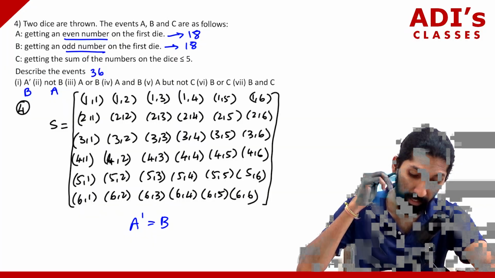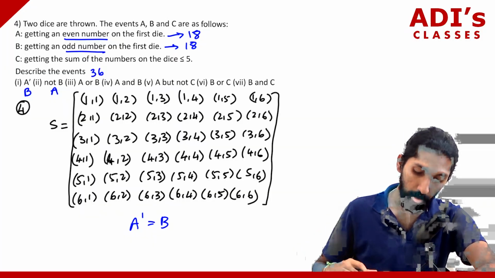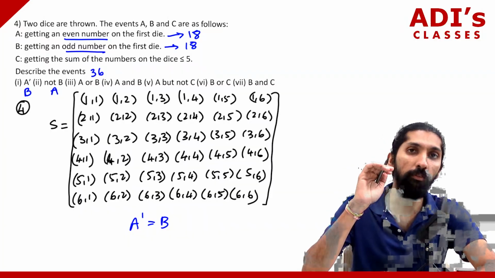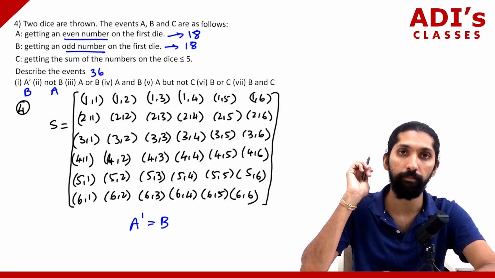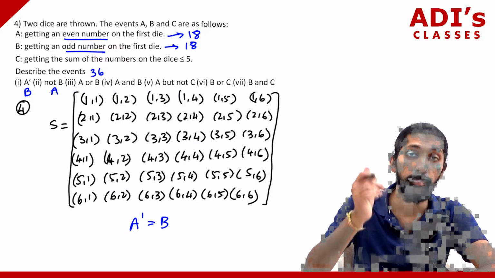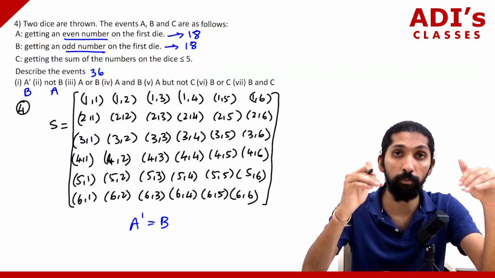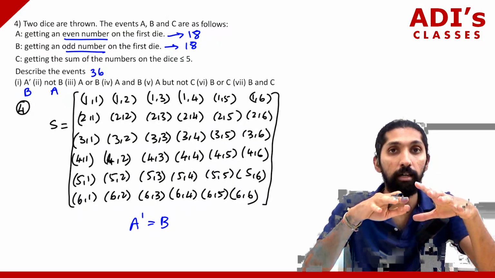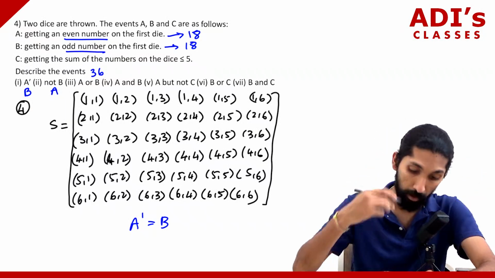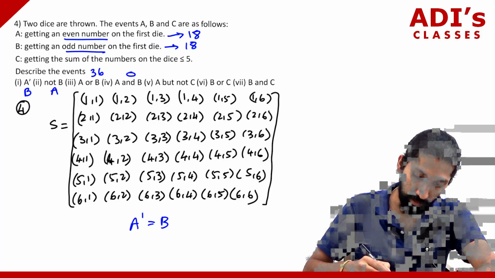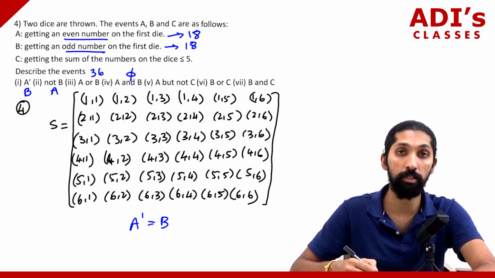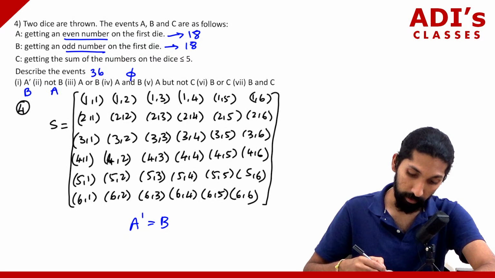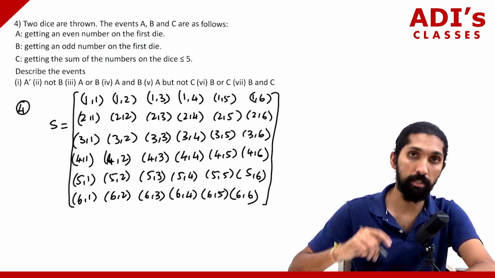Next, A intersection B. See, when you have A and B, do you have any common value between them? Nothing, right? Because one is odd number first, one more is even number first. So there can never be a common between them. So A intersection B is going to be a null set. Alright.